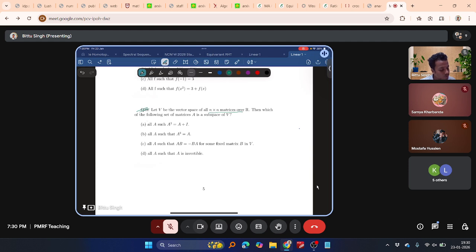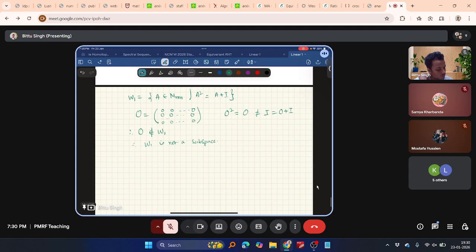What about the second? So A is false. This will not give me a subspace. W2 is equal to all those matrices A which satisfy the equation AQ equal to A. So 0 belongs to this W2. This is clear.